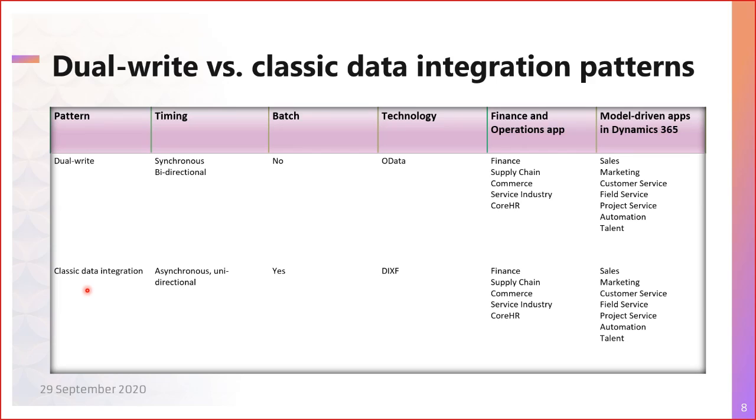Whereas if we talk about the classic data integration, it came before the Dual-write. It was unidirectional, which means if you define a process, say I want to send a purchase order from finance and operations to customer engagement, which is one of the model-driven apps in Dynamics 365, you can define a one-way direction. It is asynchronous, which means it actually runs on the DIXF service, the data import and export service.